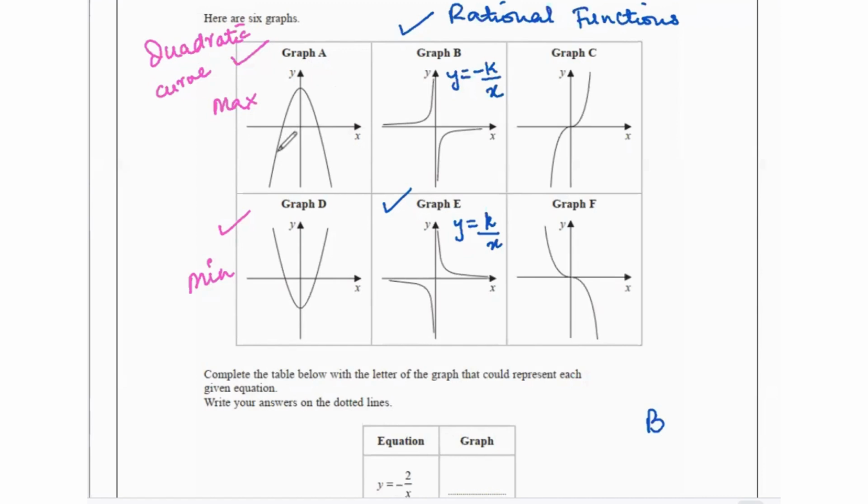Whenever your coefficient of x squared, now quadratic equation is ax squared plus bx plus c. Whenever a is greater than 0, it's minimum. When a is less than 0, it's maximum. Our equation is y equals 5 minus x squared. Coefficient of x squared is negative 1, which means it's maximum. So that's going to be graph A.